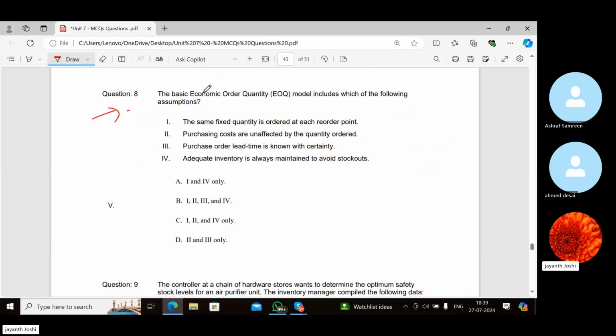The basic EOQ model includes which of the following assumptions? The same fixed quantities ordered at each reorder point. Is it so? I think this is right. Always you want to order the same fixed quantity. If you maintain your inventory at EOQ, you always want to order at EOQ. Purchasing costs are unaffected by quantity ordered. Yes, whatever quantity you order, more or less, the purchase cost is the same. It is constant always.